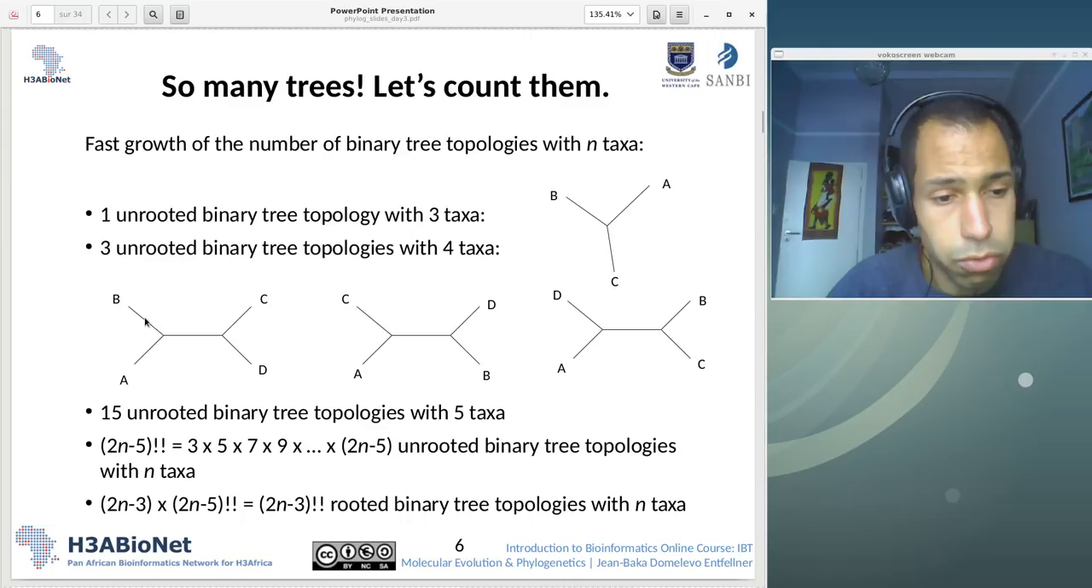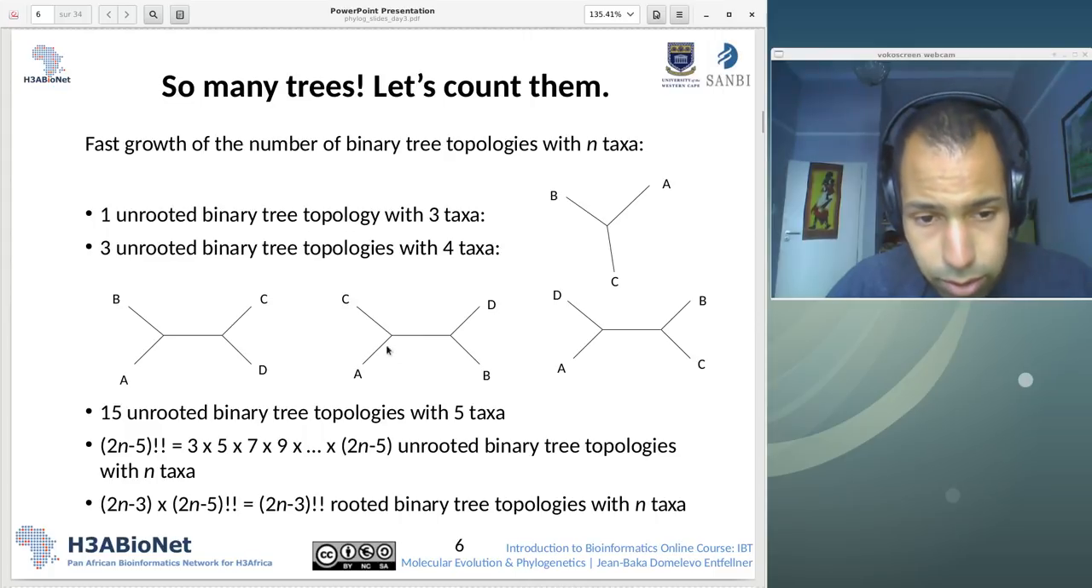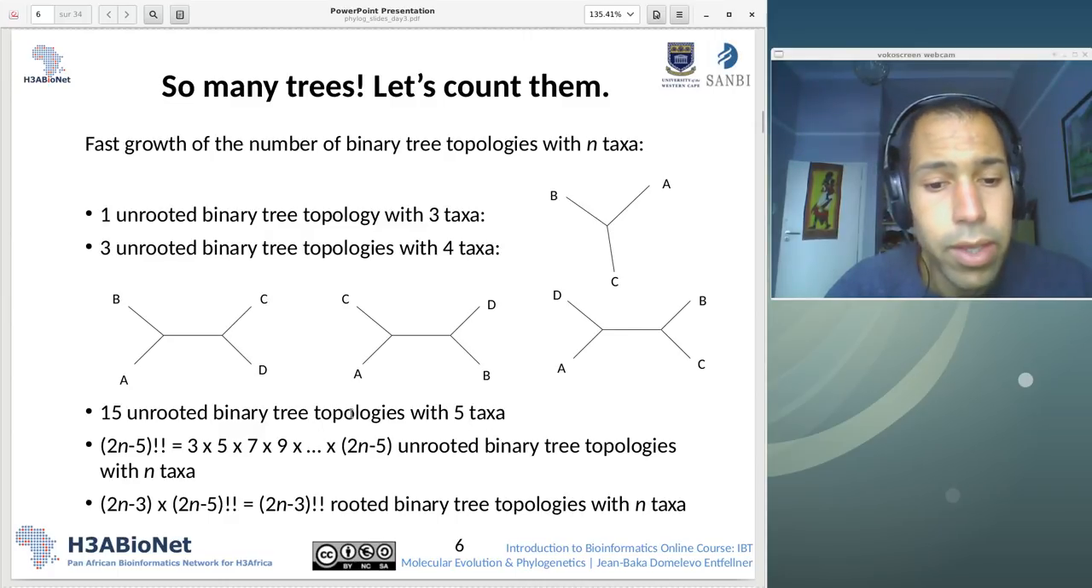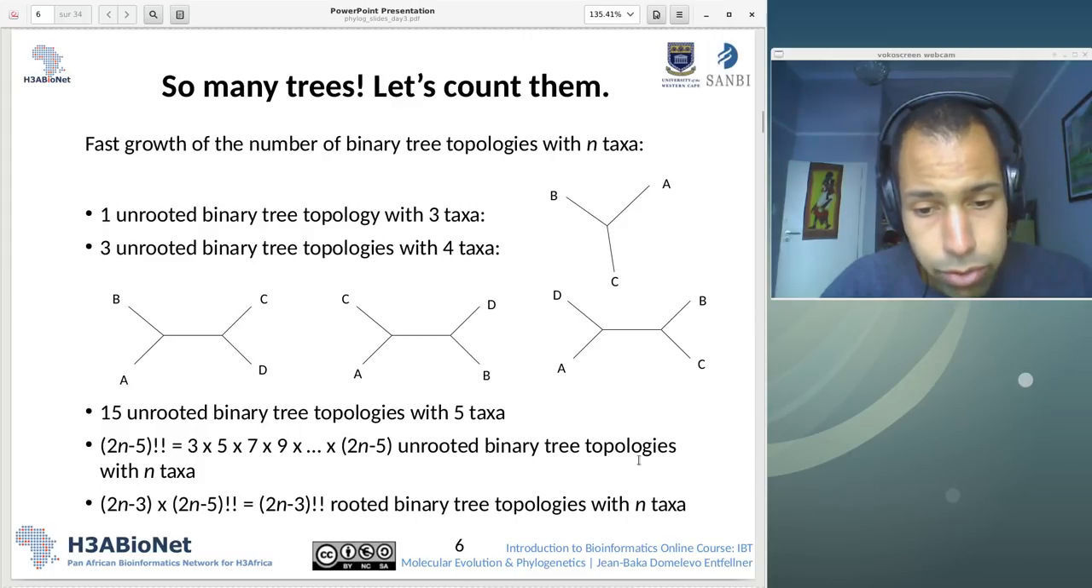Okay, so you can choose to graft your E here, or here, or here, or here, or there, and similarly 5 choices here, 5 choices here. So we have 15 unrooted binary tree topologies with 5 taxa. Okay, and this gets us to this formula. How many unrooted binary tree topologies with n taxa?